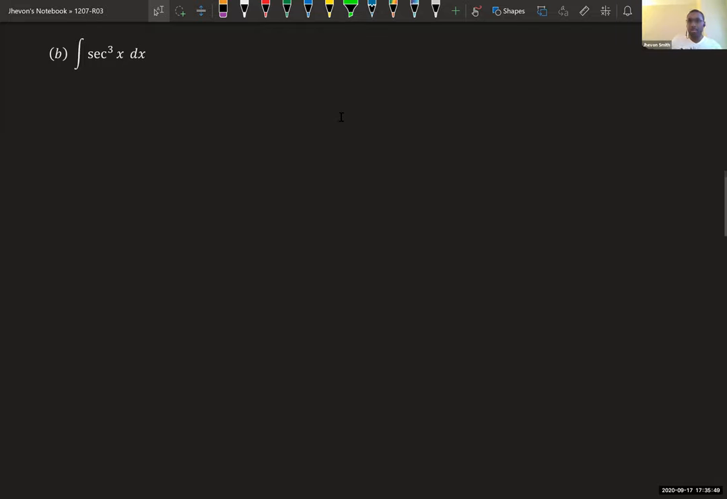So maybe someone can help me. How do we do the integral of secant cubed? So I think you'd start by breaking it down into secant times secant squared dx.